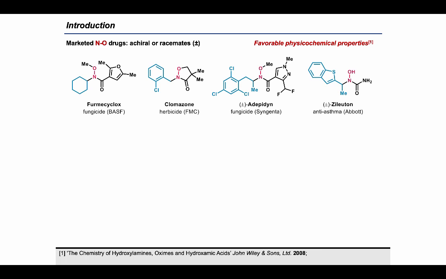Our project began after noticing that the alkoxylamine group is present in many modern agrochemicals and pharmaceuticals, such as the ones shown here. The presence of a nitrogen-oxygen bond, colored in red, gives them unique, favorable physicochemical properties. In contrast to related abundant chiral amine drugs, current N-O compounds either lack chirality or are sold as racemates.